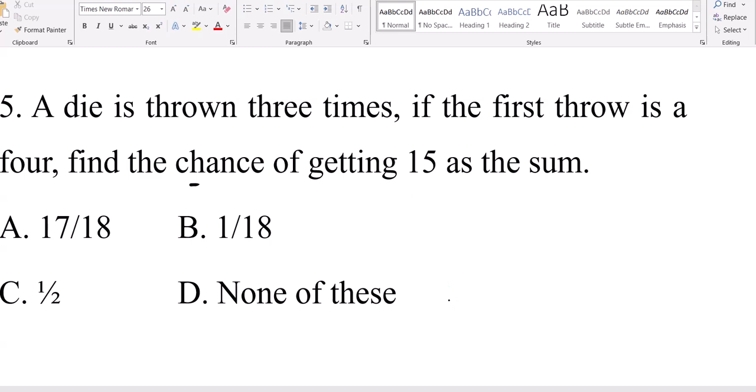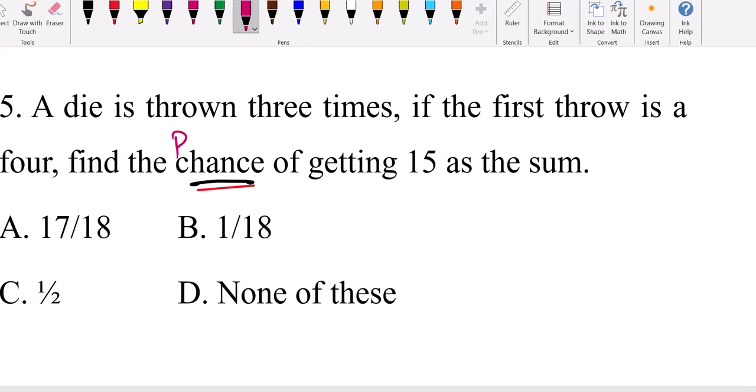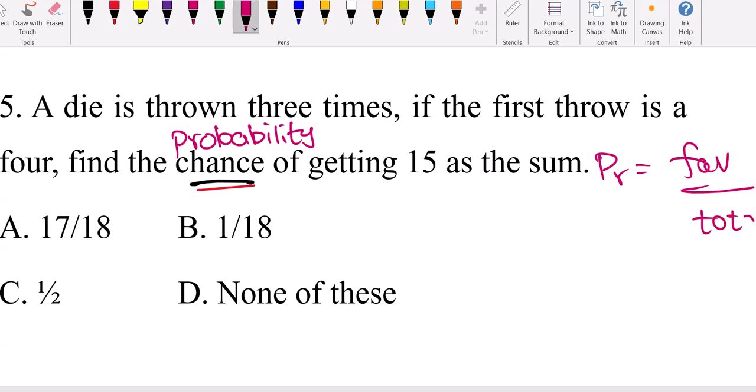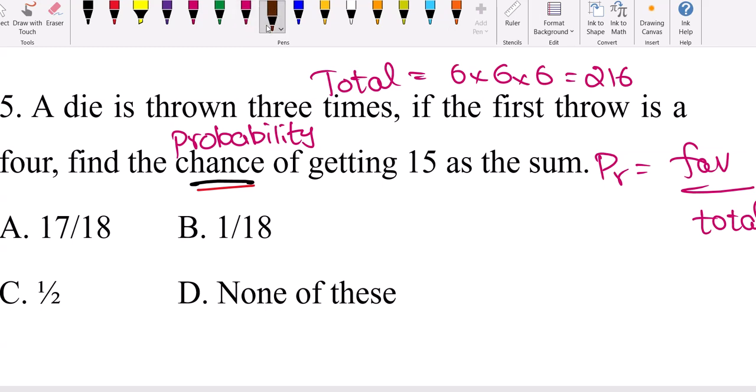Chance or probability, both are the same here. Find the chance means find the probability. Probability means possibility, chance. Now here a die is thrown 3 times. Probability is favorable out of total. What is the total here? As it is thrown 3 times, the total will be 6 into 6 into 6, which is 216. The denominator is 216. The favorable: you want the summation to be 15.